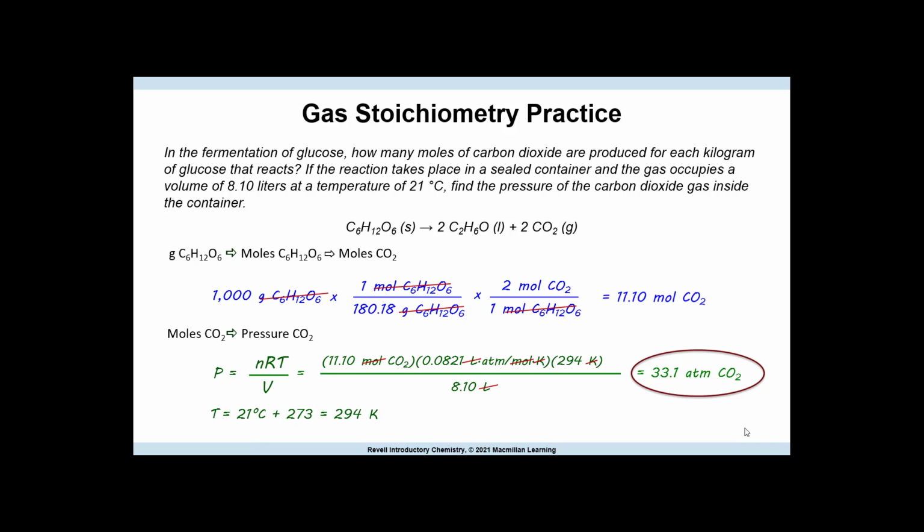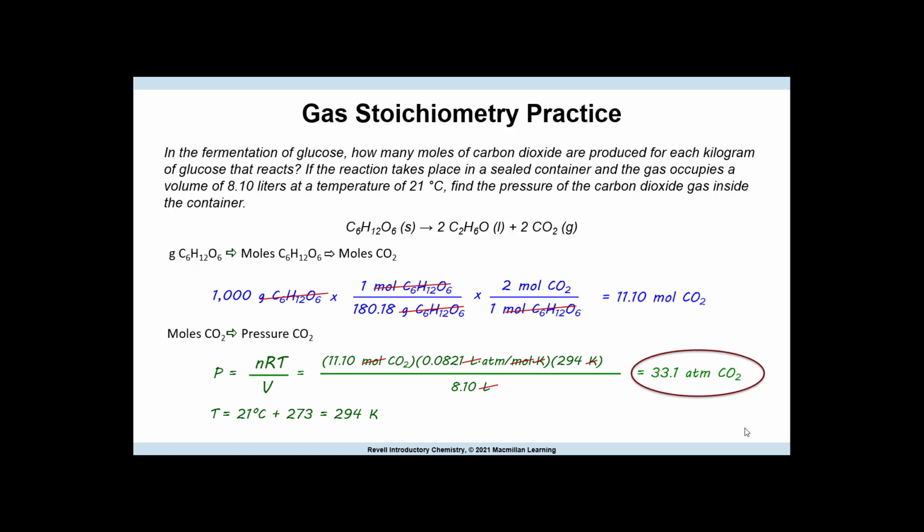In the fermentation of glucose, how many moles of carbon dioxide are produced from each kilogram of glucose that reacts? If the reaction takes place in a sealed container and the gas occupies a volume of 8.10 liters at a temperature of 21 degrees Celsius, find the pressure of carbon dioxide gas inside the container. To solve this problem, we first relate grams of glucose to moles of carbon dioxide.